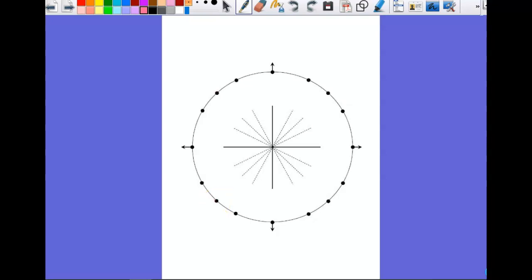5 pi fourths, good. And this would be 7 pi sixths. What would this one be? Very good. And this one? 5 pi thirds, good. All right, so you kind of get the hang of that? So then if I asked you, what quadrant is 3 pi fourths in?